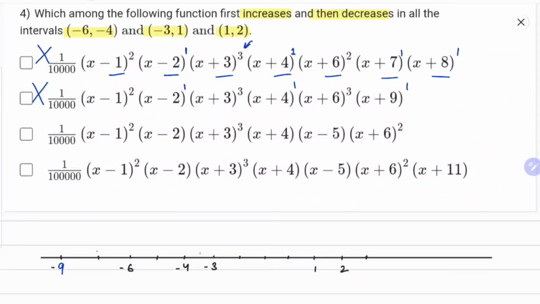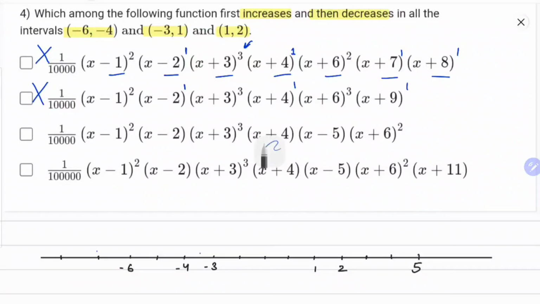Now the third option has 1 as the root, 2 as a root, then minus 3, minus 4, then it has plus 5 actually. So it would be 5, and then it has minus 6. So let us solve in here.